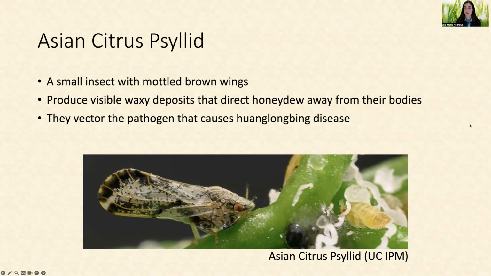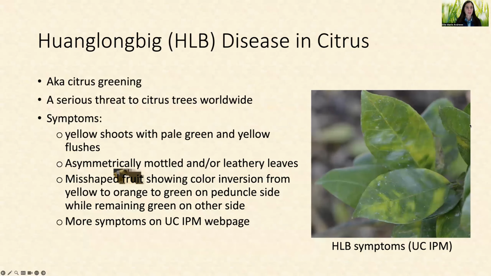So it's just something to be aware of and to know what this looks like and the name and where to find more information. So Huanglongbing disease, there should be an N in that word, but HLB in citrus is also known as citrus greening. It's a serious threat to citrus trees worldwide, unfortunately. And I just want to mention symptoms so it's on everyone's radar before we get more into pests that we do have in Sonoma County. Save that for a little bit later.